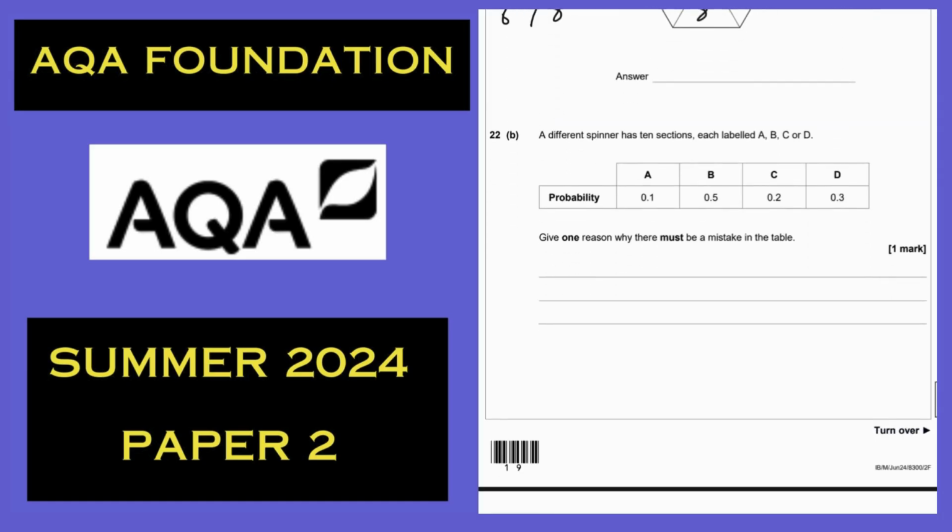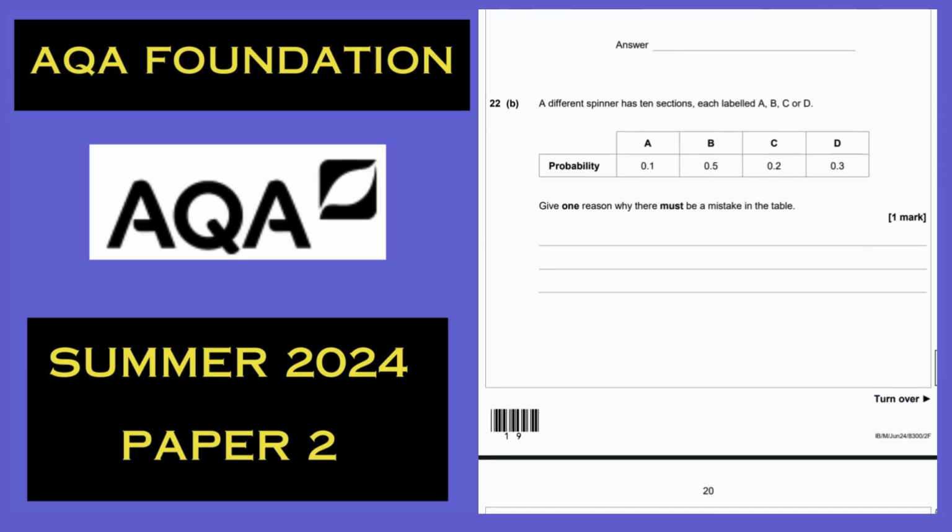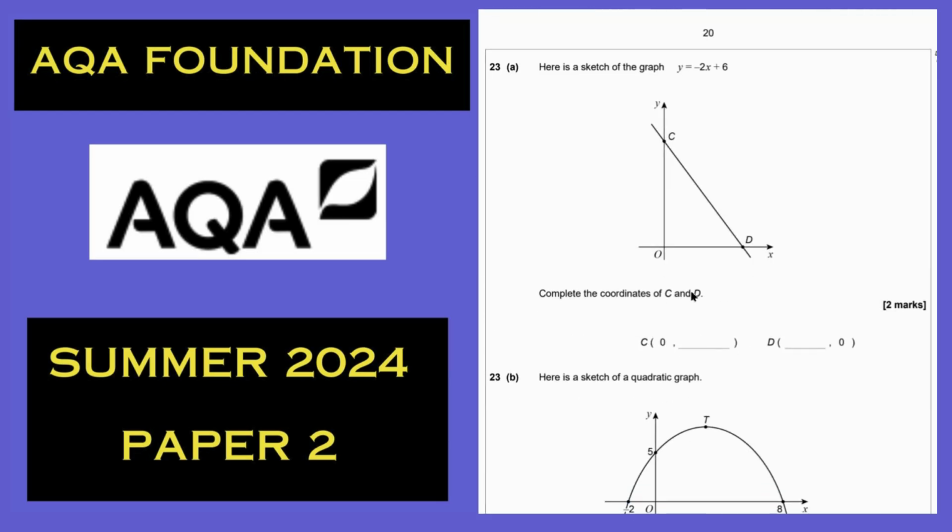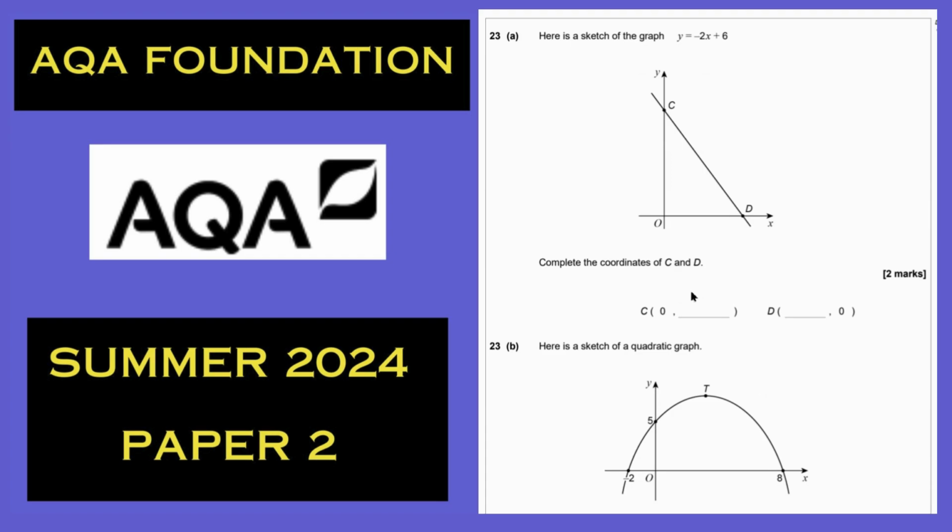Number 22B, only worth 1 mark. Do not overcomplicate. Add them up. They add up to 1.1. So what's the reason you're going to give? The total should equal 1. They don't. They add up to 1.1. Any words or phrase to that effect?